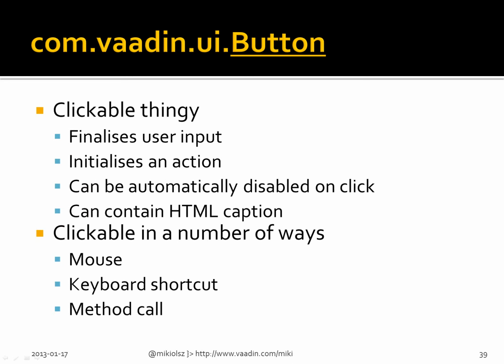One of the most commonly used components in this group is a button that can be used to finalize the user input or initialize some action in the software. The button can be automatically disabled on click, and it can also contain an HTML formatted caption. Of course, it can also be clicked in a number of ways, not only by mouse or keyboard shortcut, but it can be clicked programmatically through a method call.